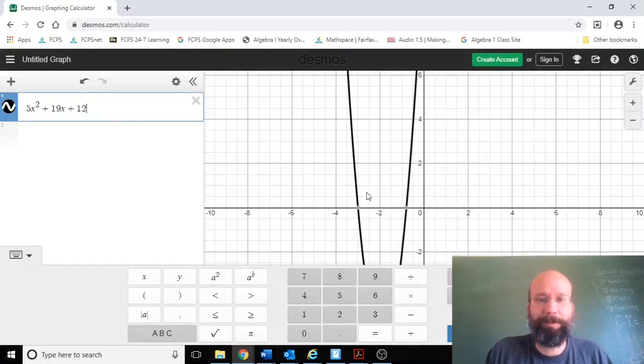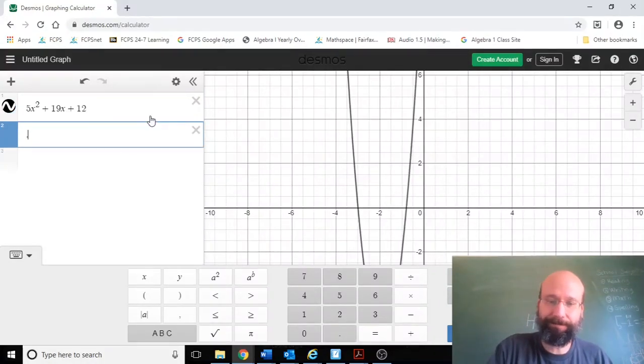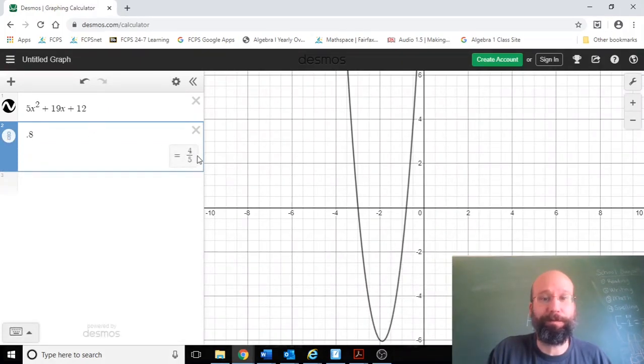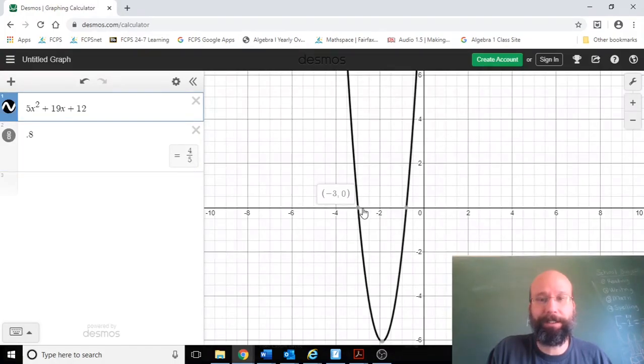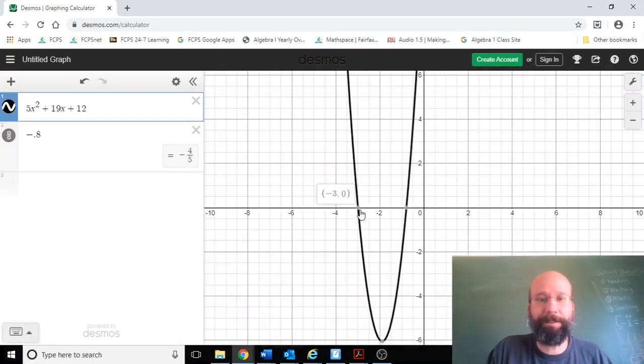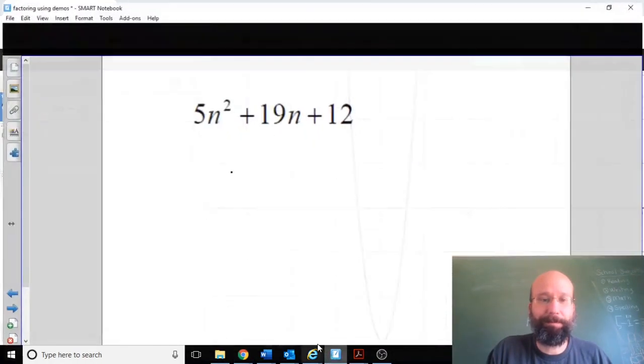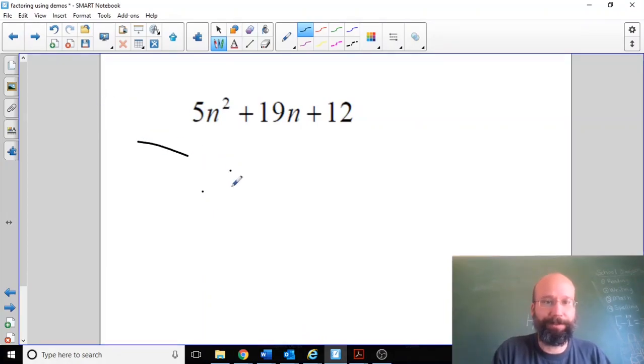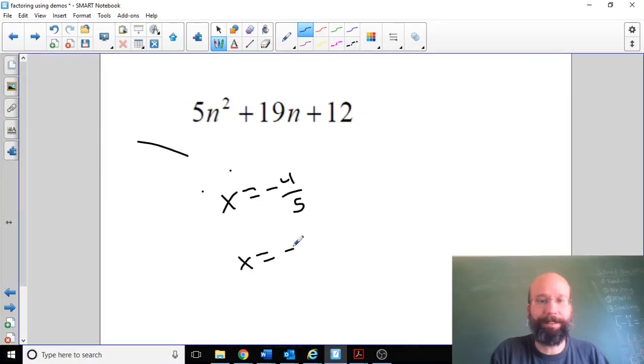Alright, so here we are at Desmos. Our zeros are negative 3 and then negative 0.8. Again, we need to change that 0.8 to a fraction. So I type in 0.8 and I hit this and it changes it to 4 over 5. So that's going to be a negative 4 over 5, right? Negative 3, negative 0.8, yes. So negative 4 over 5 and negative 3. So I go back to my problem. Our zeros are x equals negative 4 over 5 and x equals negative 3.